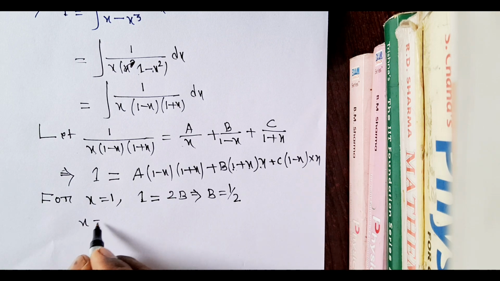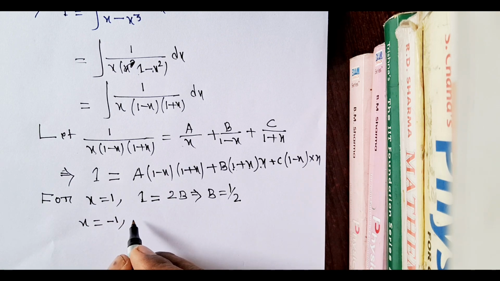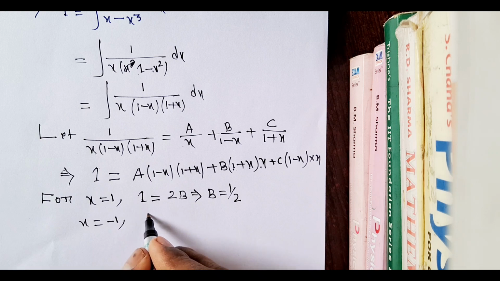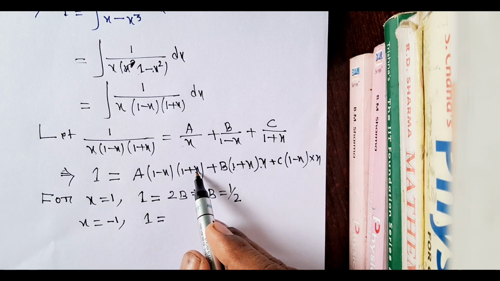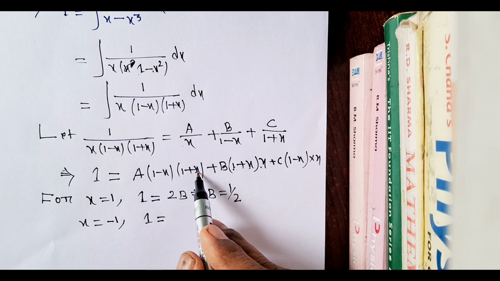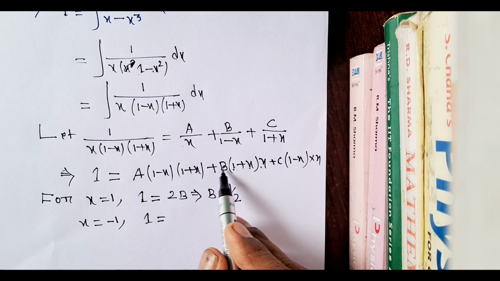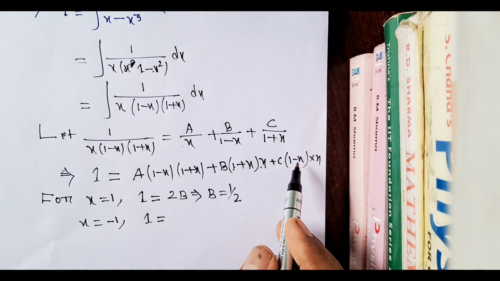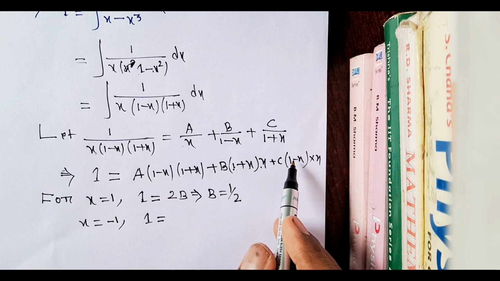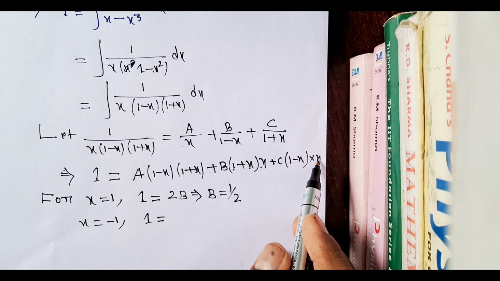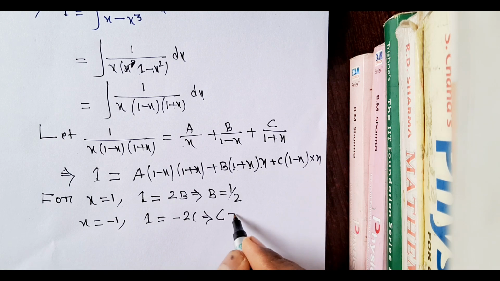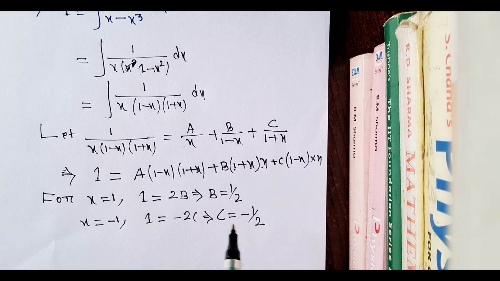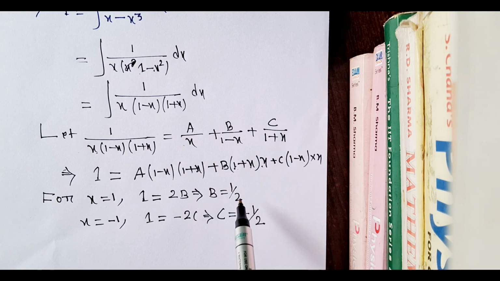Next you take x equal to negative 1. Then the left hand side is fixed, it is 1. In the right hand side, x is negative 1, so this term vanished. Here also x is negative 1, then b will be eliminated. And here if you take x negative 1, 1 plus 1 will be 2. 2c again into x negative 1, so minus 2c will be here. And you will get c as negative 1 by 2. So you obtain b and c. Now you just have to get the value of a.